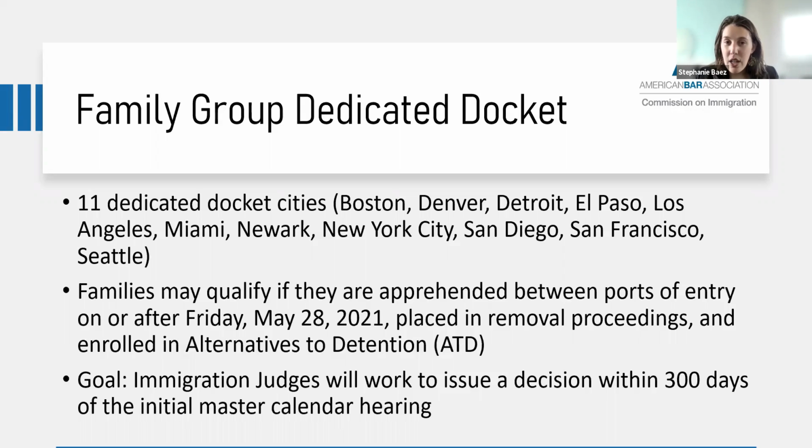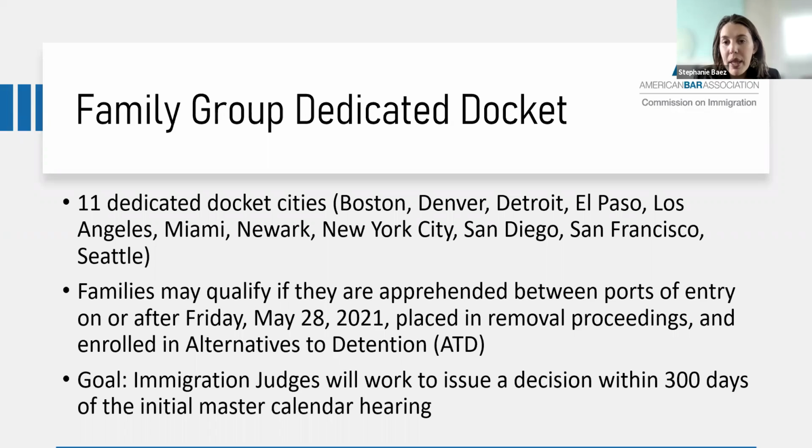I'm going to briefly touch on the family group dedicated docket and then get into the rest of removal proceedings, because I know we have some pro bono volunteers on this training who are representing families who are part of the family group dedicated docket. So the dedicated docket was established this year in 11 cities in the United States, and the list of the cities are here on this slide.